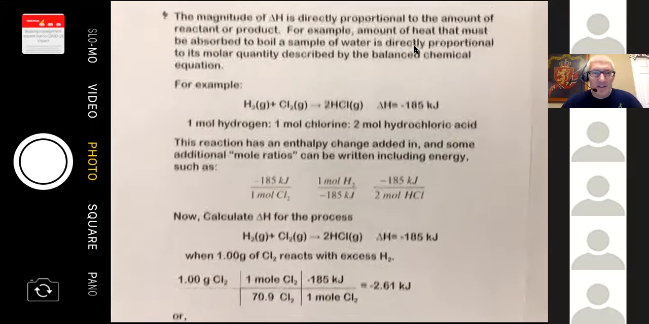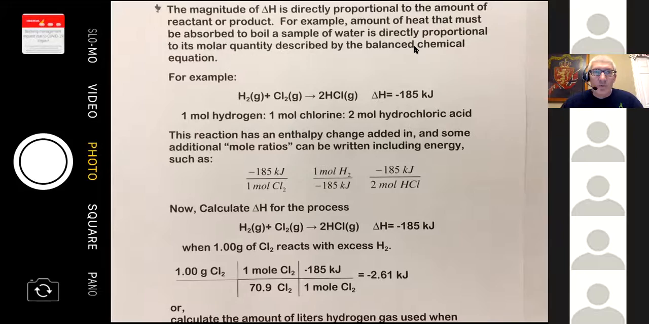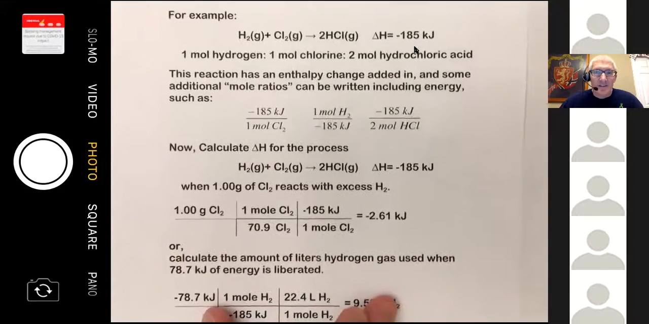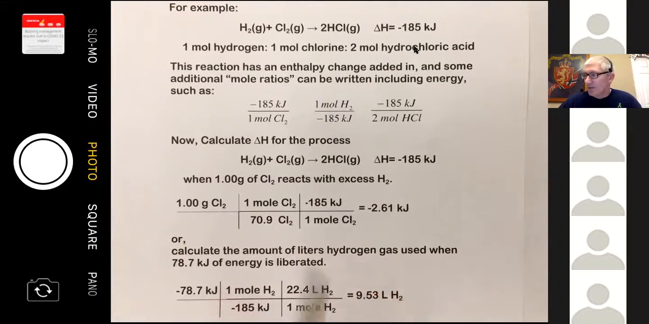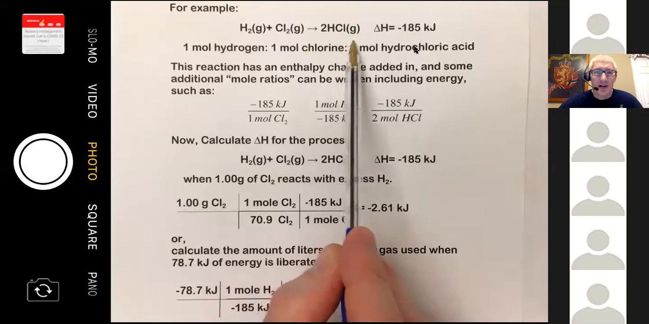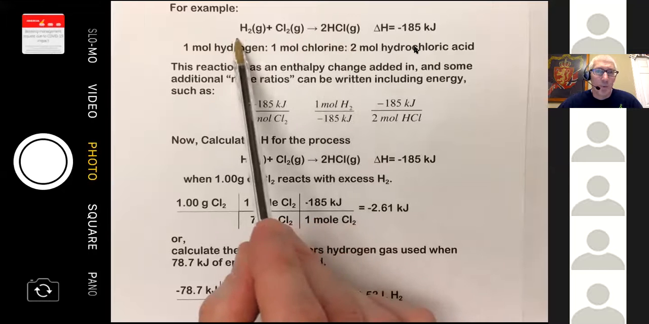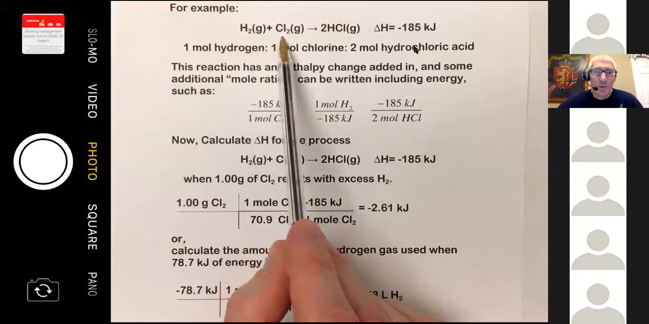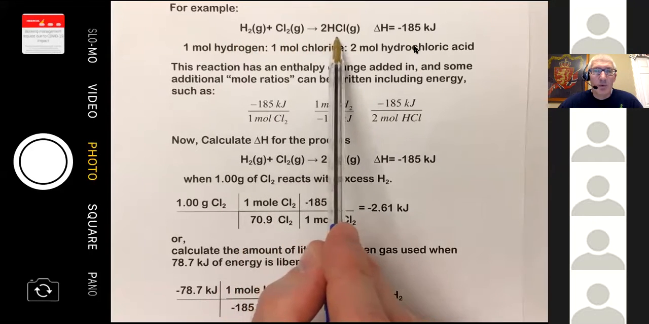Here we go. So check this out. What we're going to start seeing is for this particular little unit, here's our just traditional balanced chemical reaction. Nothing surprising. 1 mole of hydrogen and 1 mole of chlorine is going to combine to make 2 moles of hydrogen chloride, hydrochloric acid.